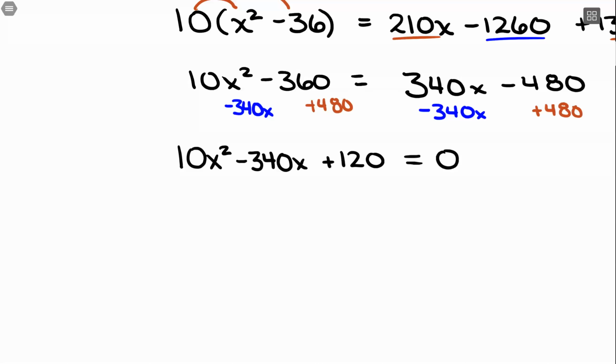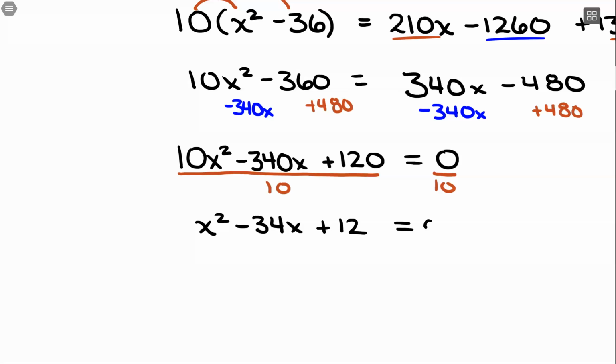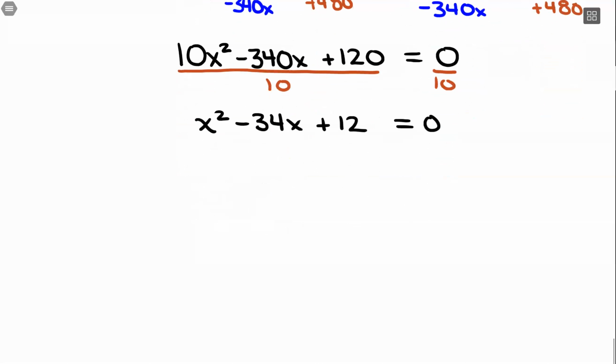Now, solving a quadratic, we could try to factor at this point. However, I'm going to see I have this nice common factor of 10 happening right now, so I'm just going to divide absolutely everything by 10 on both sides of the equation. So then we'll have x squared minus 34x plus 12, and that is much easier numbers to work with. Now, this isn't factorable, so we're going to use our quadratic formula. So we have a is 1, b is negative 34, c is 12.